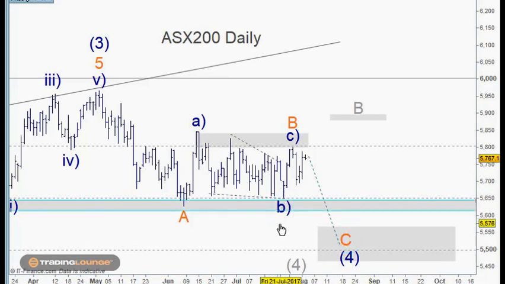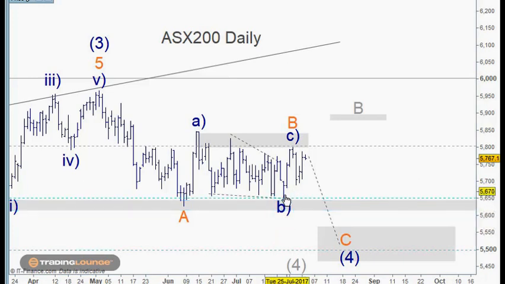But I just want to be a little bit careful because this could also just move up here in 5 waves. From this low here, we could go 1 and 2 here, and 3 here, and 4 here, and 5 here, up into the 5-9 area here for wave B, and then come down as well.